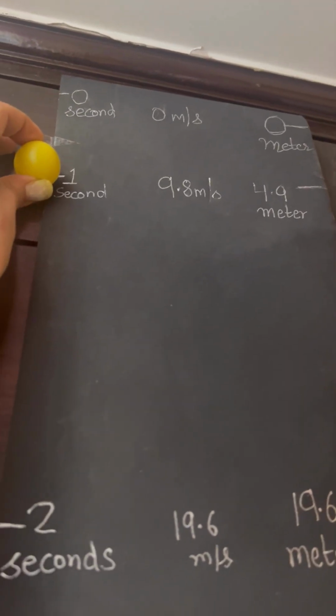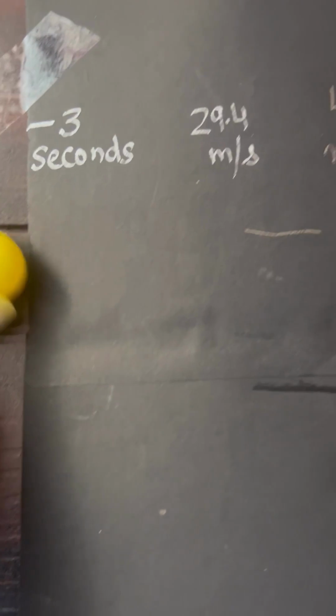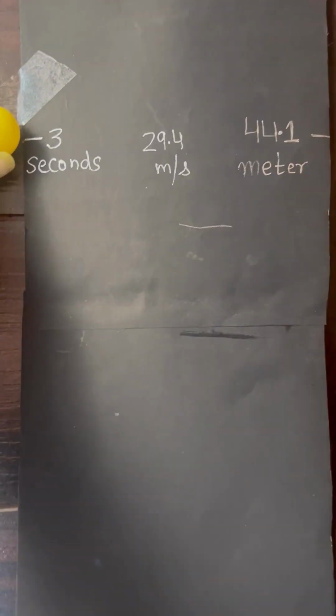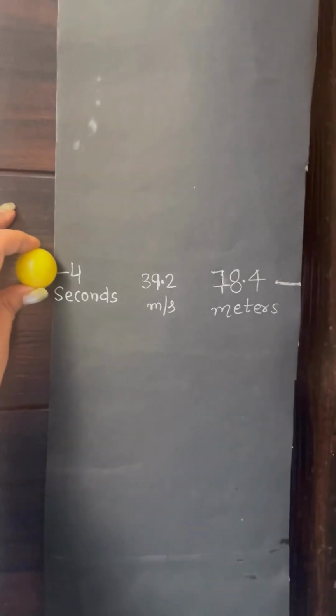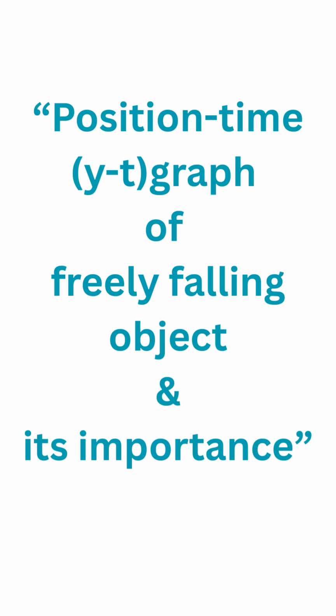In the first second, it travels 4.9 meter. In the second second, it travels 19.6 meter. In the third second, it travels 44.1 meter. In 4 seconds, it travels 78.4 meter. And in 5 seconds, it travels 122.5 meter. And velocity increases by 9.8 in each second.